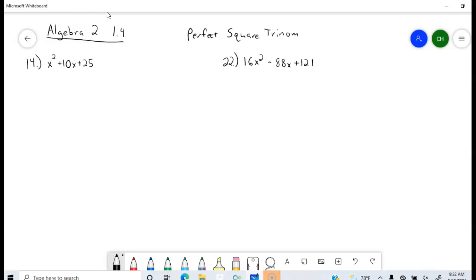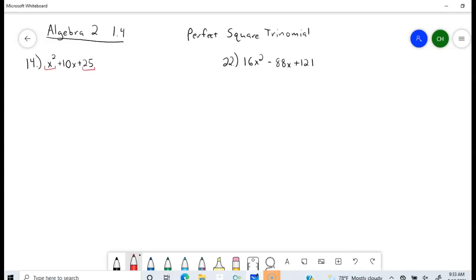So what does it mean to be a trinomial? That means that it's a polynomial with exactly 3 terms. And I'm going to test to see if these are perfect square trinomials. The way I'm going to do it first is I'm going to recognize that my first term is x squared, and my last term is 25. I'm going to check both of those.